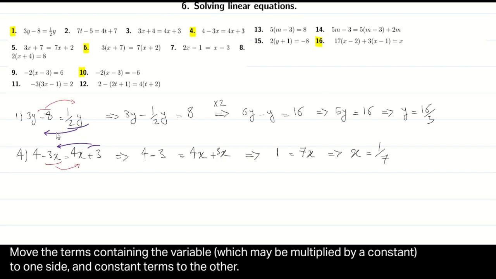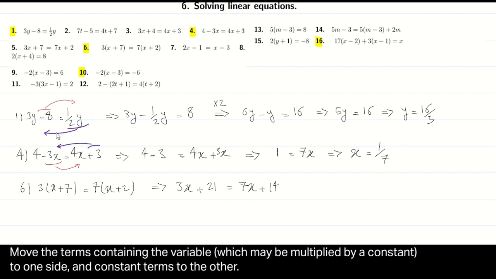Now let's move to question number 6. We have 3 times x plus 7 is equal to 7 times x plus 2. Now, when you see a bracket in here, you have to first expand your brackets. So I'm going to expand the bracket on the left-hand side. It would be equal to 3x plus 21. And I'm going to expand the bracket on the right-hand side. It would be equal to 7x plus 14.